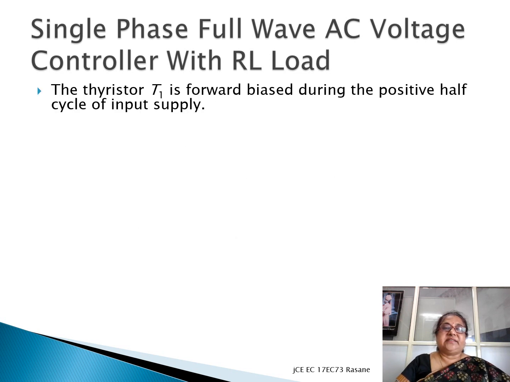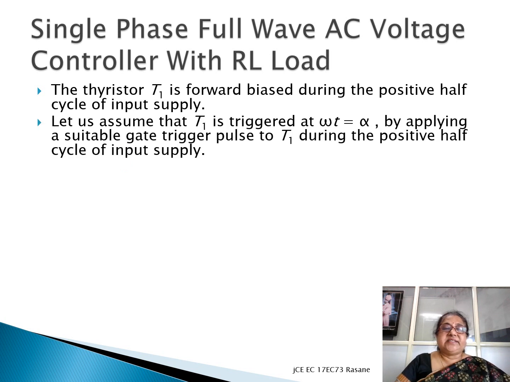The thyristor T1, as I have shown in the earlier circuit, is forward biased during the positive half cycle of the input supply. Let us assume that T1, though it is forward biased at t equal to 0, will get a triggering pulse only at an angle of omega t equal to alpha. So let us assume that T1 is triggered at an angle omega t equal to alpha by applying a suitable gate trigger pulse to T1 during the positive half cycle of the input supply.